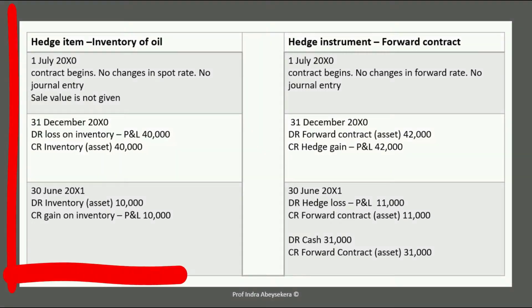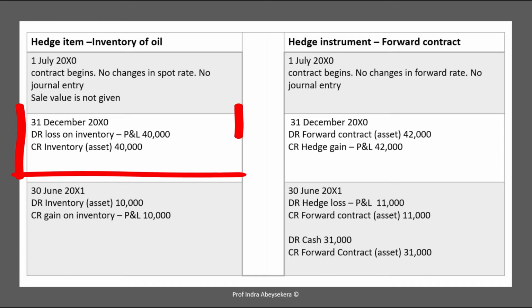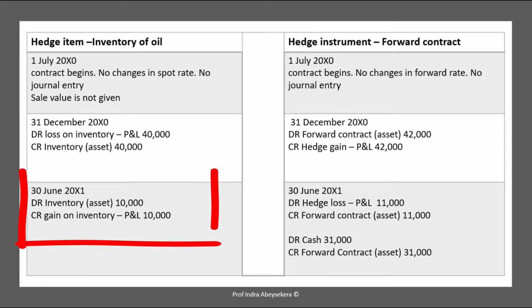For the hedge item, on 1st of July, the contract began and there was no change in the spot rate, and we have not got information about the sale value. We do nothing. On 31st December, there was a loss. We've been told there's a loss on the inventory of 40,000 because of the exchange, and therefore the inventory value has dropped by 40,000. On 30th of June, we are given additional information that the inventory has gained in value by 10,000 from 31st December to 30th of June, and the inventory value has increased by 10,000, and there's a gain on inventory of 10,000.